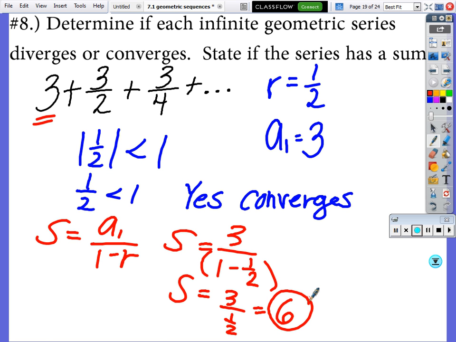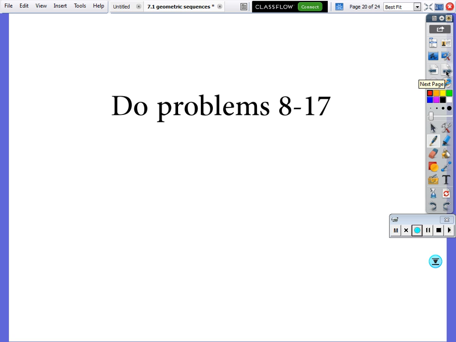Okay, so this is the last formula for today. It's to find the sum of an infinite geometric series, but you can only find it if it's approaching 0, getting smaller and smaller. If not, it's getting larger and it's diverging. Okay, so now you'll do the problems 8 through 17.